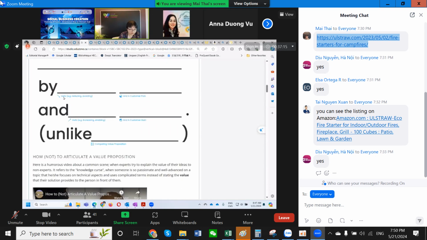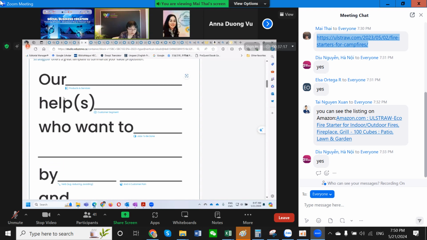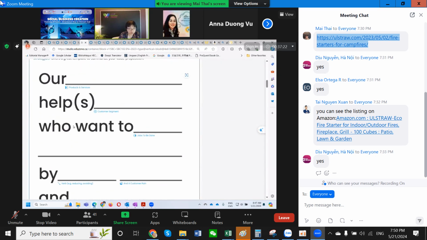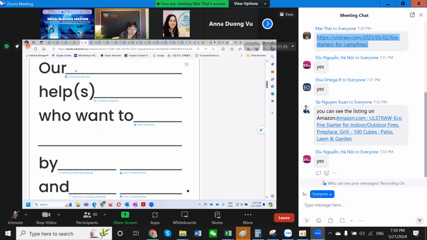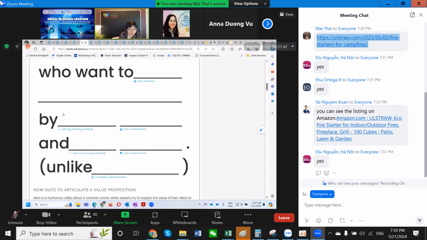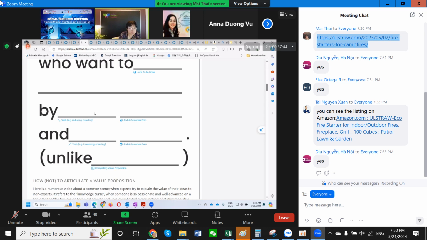So I hope that you will also tell your students to practice with this. So our here, and you give the name, so it's like our ultra straw help camper who want to light fire in any weather condition by providing the cube that is made of rice straw that can light fire even under the rain.